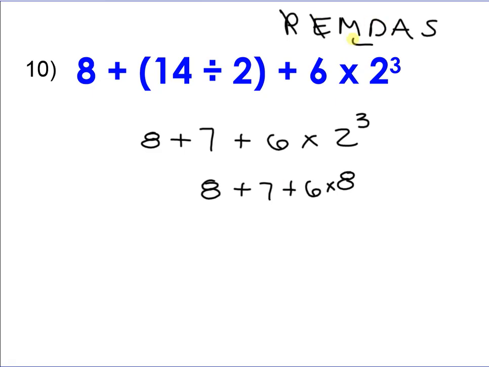I need to take care of my multiplication and division in order from left to right. The only thing I have is some multiplication here, which 6 times 8 is 48. Rewrite the rest of the problem. It looks like I've taken care of all my multiplication and all my division. Now I need to do addition and subtraction in order from left to right. So here I have 8 plus 7, which is 15. Rewrite the rest of the problem.